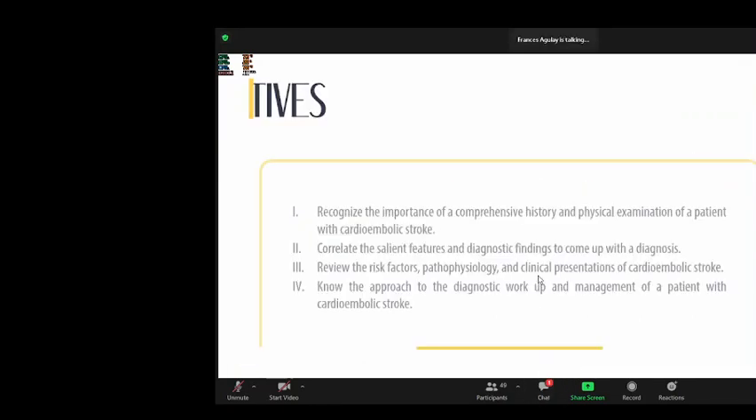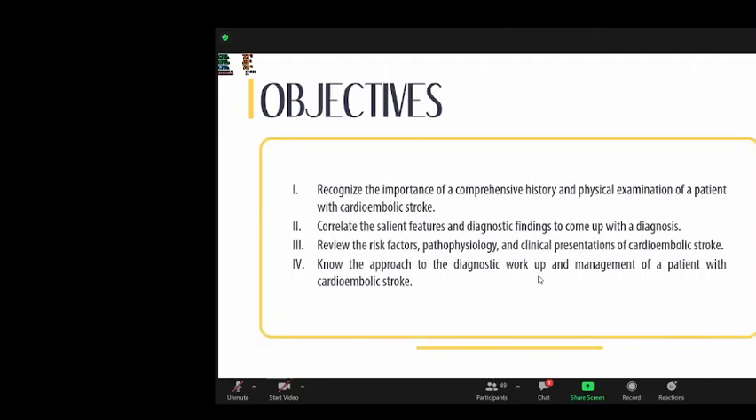So the objectives of this presentation is for the audience to recognize the importance of a comprehensive history and physical examination of a patient with cardioembolic stroke. Second is to correlate the salient features and diagnostic findings to come up with a diagnosis. Third is to review the risk factors, pathophysiology, and clinical presentations of cardioembolic stroke. And fourth is to know the approach to the diagnostic workup and the management of a patient with cardioembolic stroke.